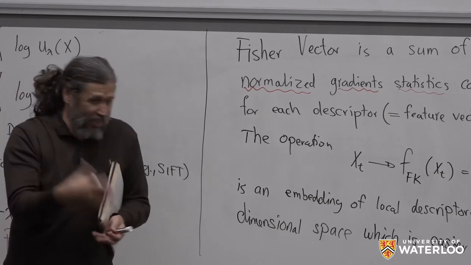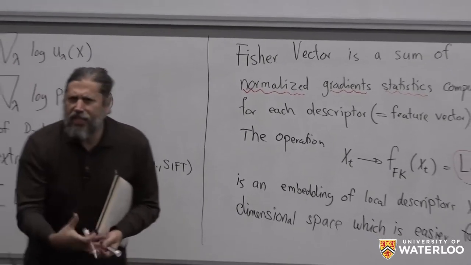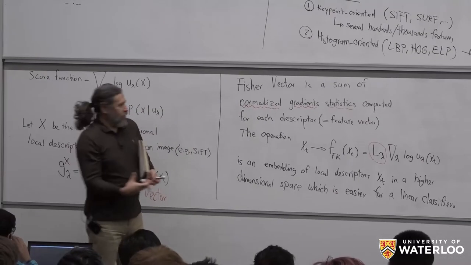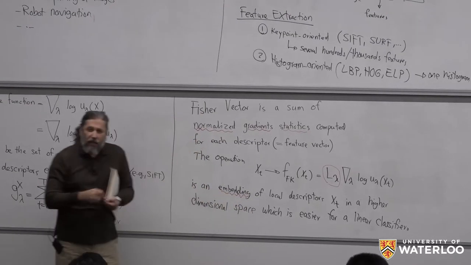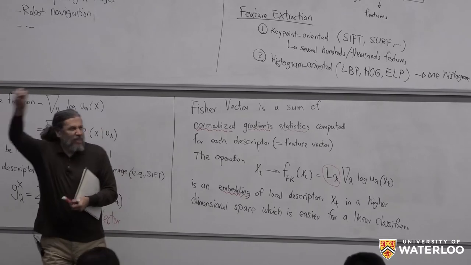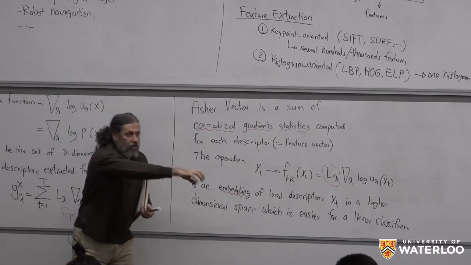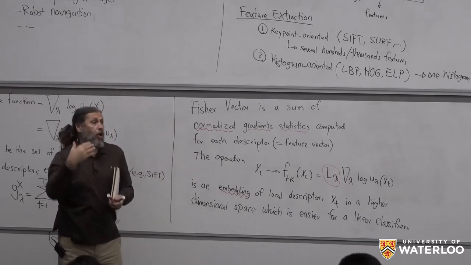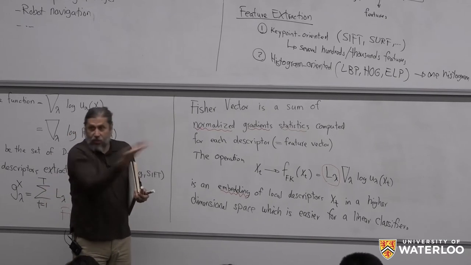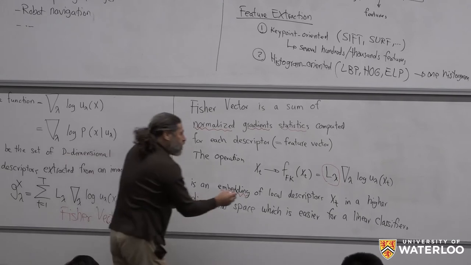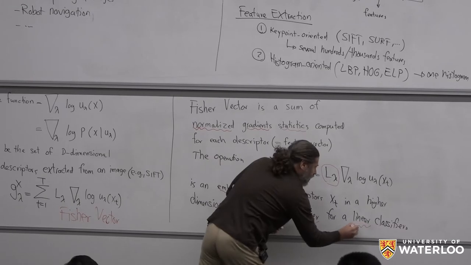I know it could be frustrating. Stick with me. Around reading week, we will have a better picture of why we are doing this. Embedding is a keyword. Embedding is: I read the data and put it in another space, a better space, a more compact space, a more descriptive space. Otherwise, why am I doing this? Just use the data. For a local descriptor in a higher dimensional space, it is easier for a linear classifier.